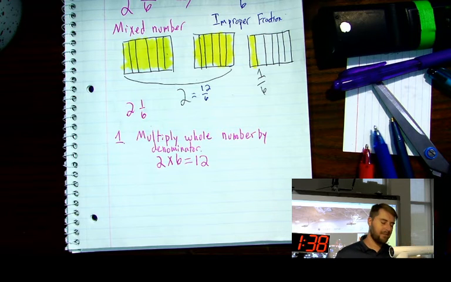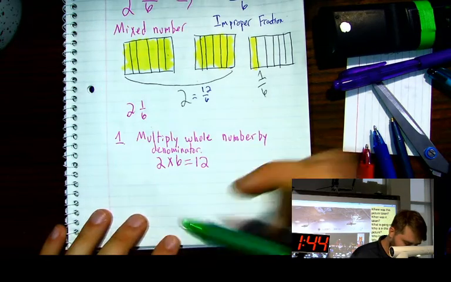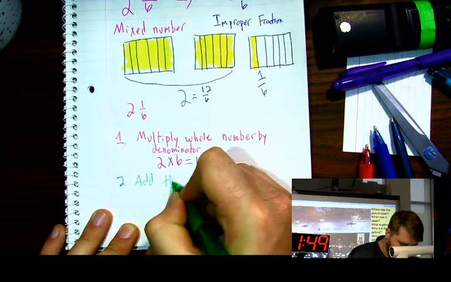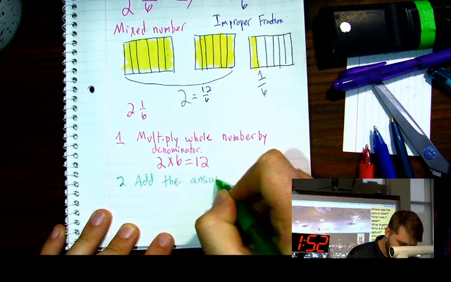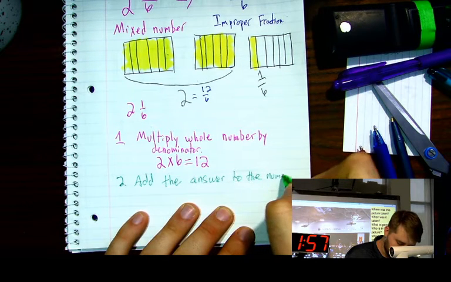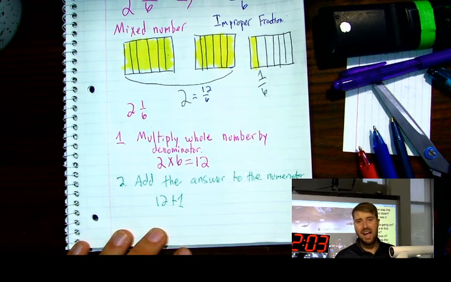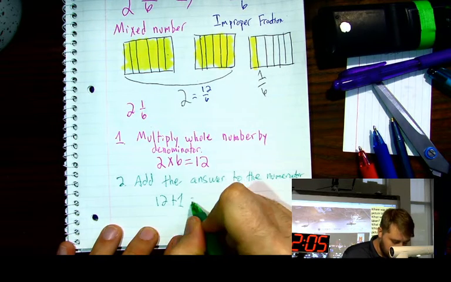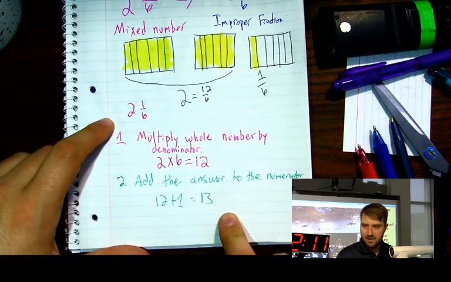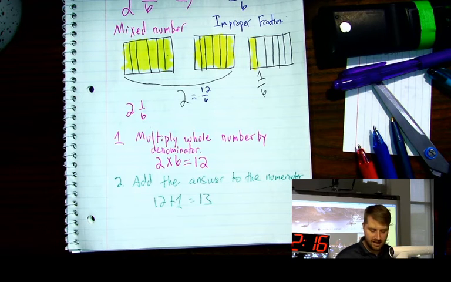Our second step is going to be to add the answer to our numerator. So we have 12 plus 1, and I know that you know that I know that you know that 12 plus 1 equals 13. Well, now we've gone ahead, and you notice this 13 down here corresponds to these 13 total pieces shaded in.